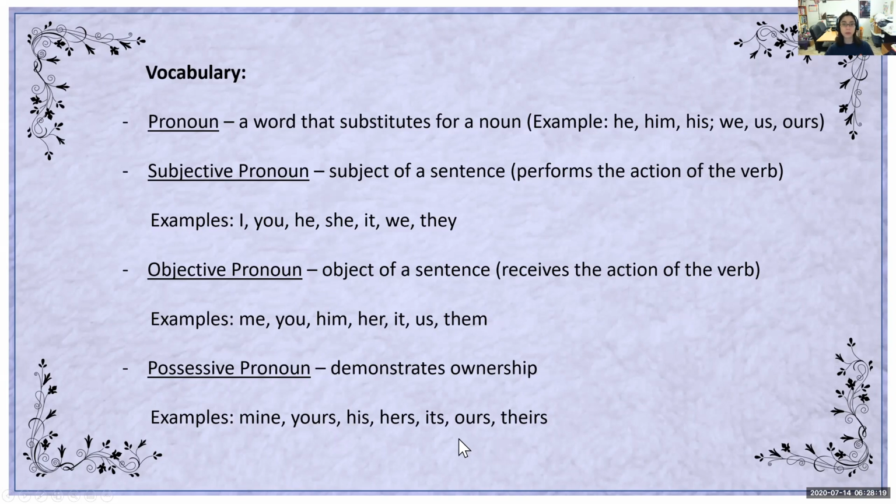Those scooters are ours. All right, so on your piece of paper, I would like you to copy down subjective pronoun, objective pronoun, and possessive pronoun, and then write down the examples of each. So I'll give you time to pause the video and do that.